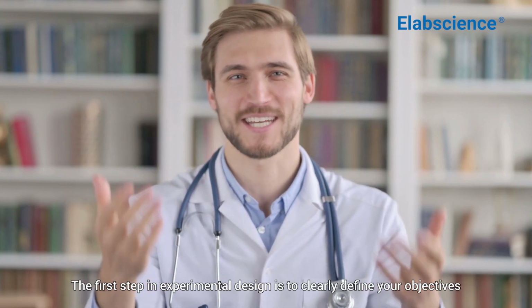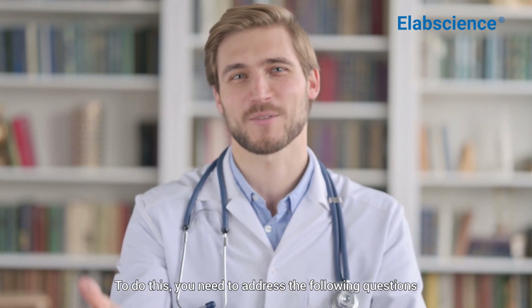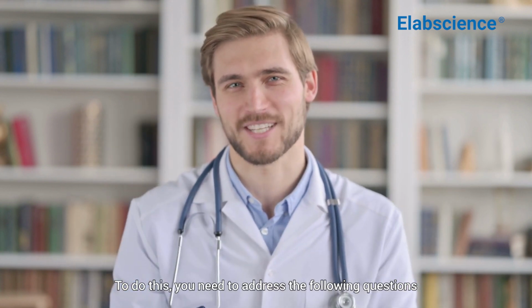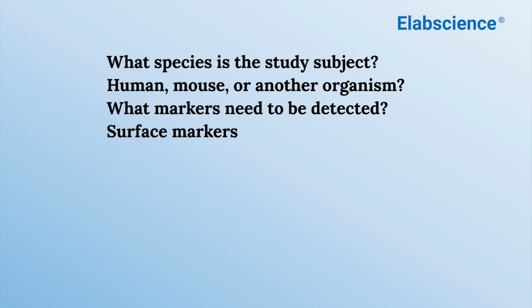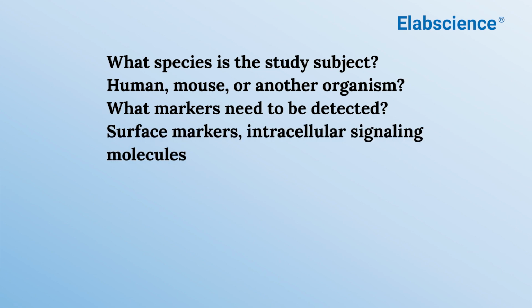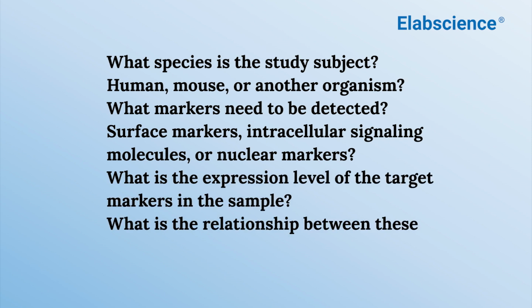The first step in experimental design is to clearly define your objectives. To do this, you need to address the following questions. What species is the study subject? Is it human, mouse, or another organism? What markers need to be detected? Are they surface markers, intracellular signaling molecules, or nuclear markers? What is the expression level of the target markers in the sample, and what is the relationship between these markers?